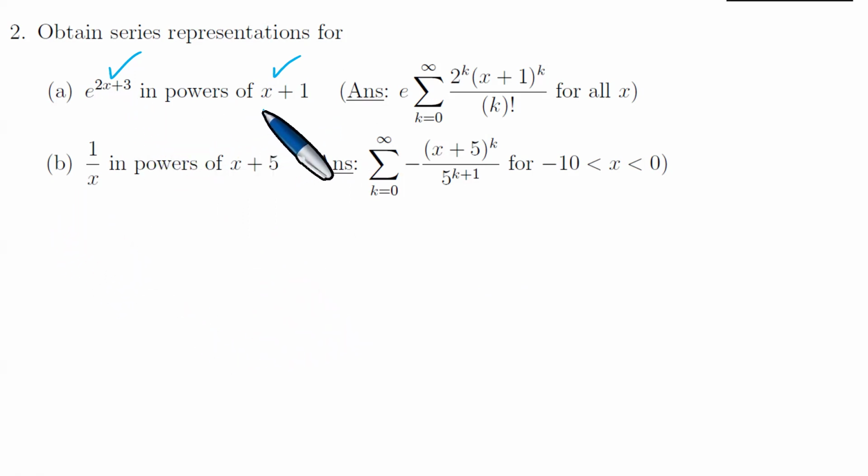This one must be in powers of x plus 1. So it is e to the power 2x plus 3. Okay, we continue. Now this 2x plus 3 must be in powers of x plus 1. That's what we say, in powers of x plus 1.